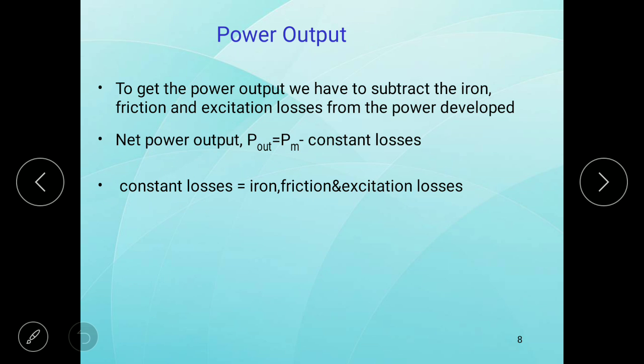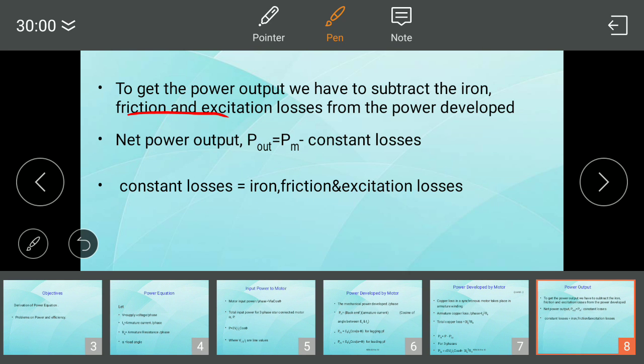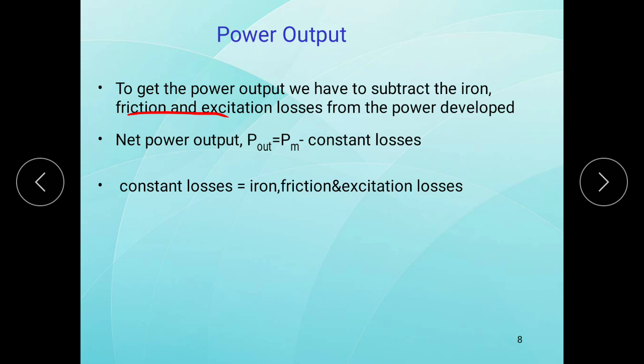Now, to get the power output, we have to subtract the iron, friction and excitation losses from the power developed.